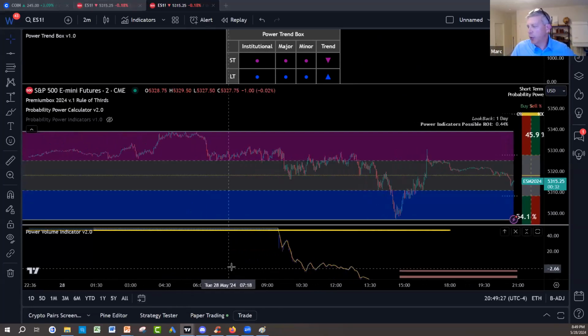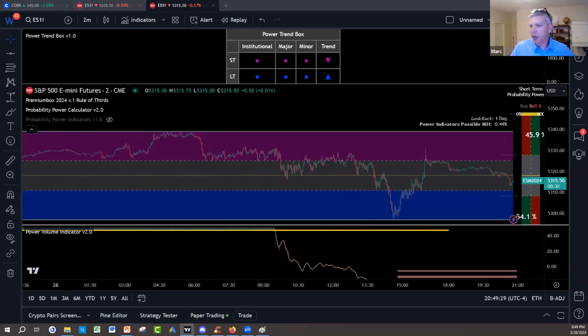Buy on blue, sell on purple. Looking after the fact, one more time, this is just a Picasso. This is a Van Gogh. This is a beautiful freaking tool. Sell on purple, 4 a.m., 3 p.m., buy on blue.